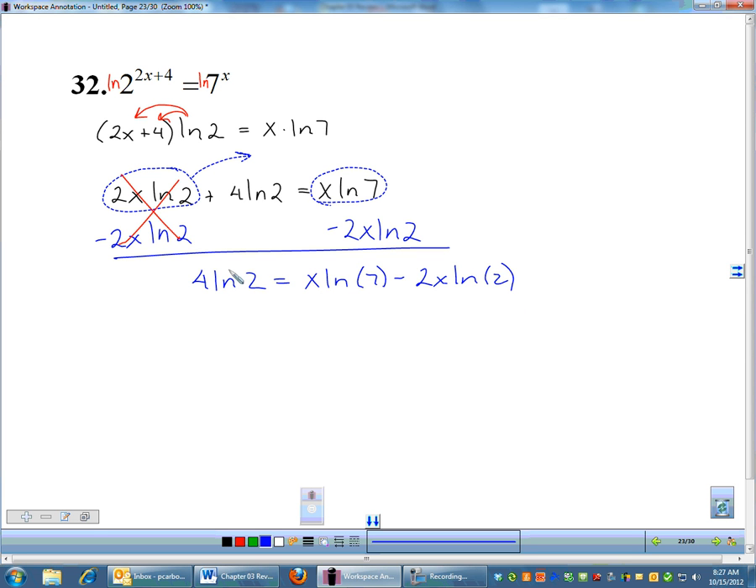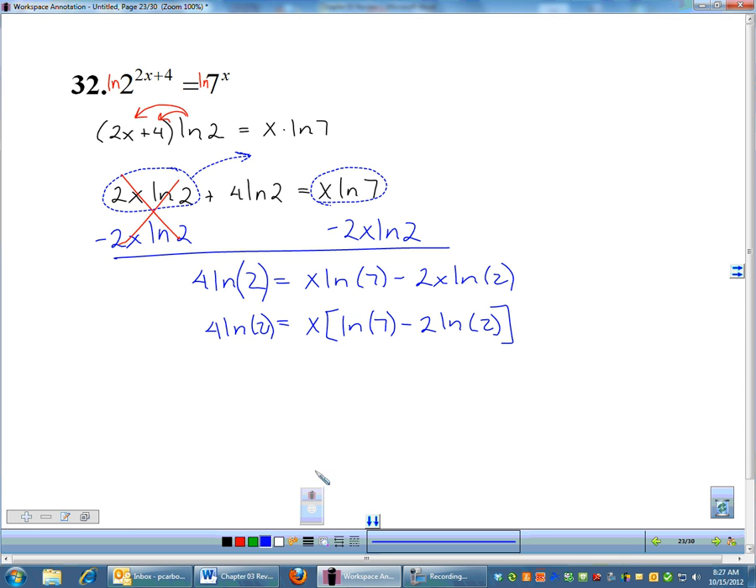You're good? Good. And I like to put my log stuff in parentheses, so there we go. Then on the right side, what we're going to do is factor the x out of both of those terms. I have x times something minus 2 times x times something, so I pull out the x, leaving ln 7 minus 2 ln 2. Left side doesn't change.